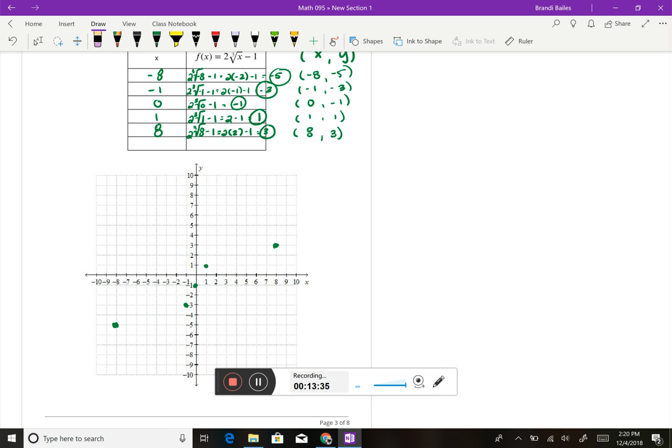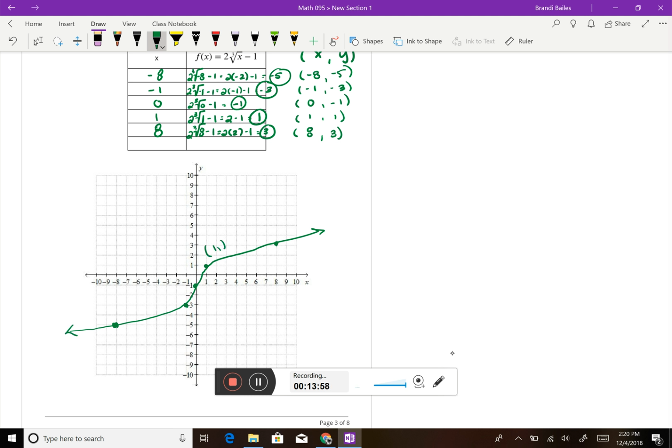Sometimes when we write down our points, we might have accidentally written one off a little bit, and then we should be able to tell that, oh, that doesn't quite look the same. Maybe I better double check one of those. So that was supposed to be 8, 3. Okay, and my last step would just be to connect the dots. Woo. Okay.